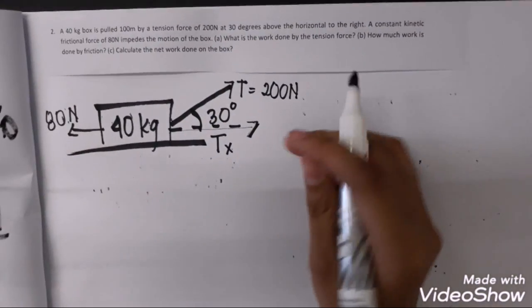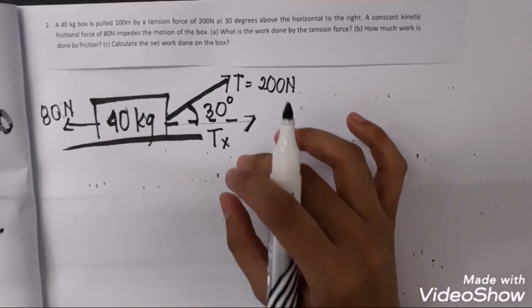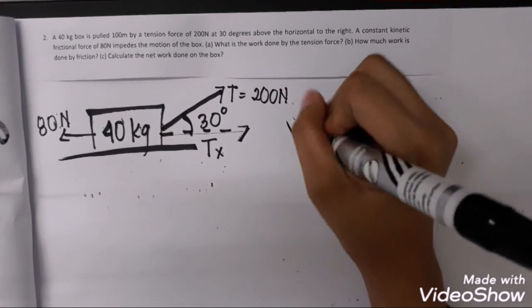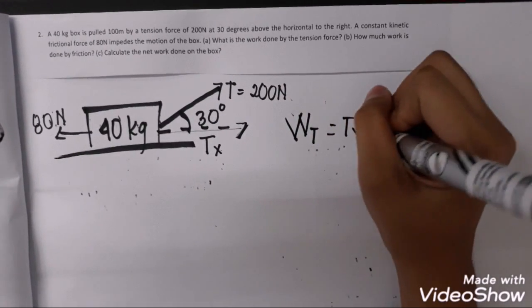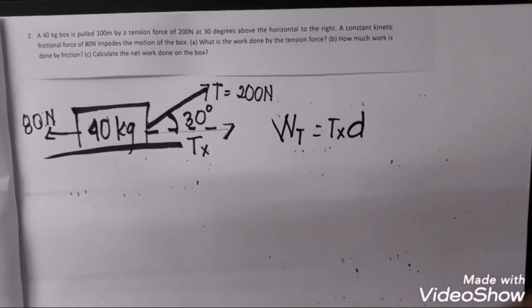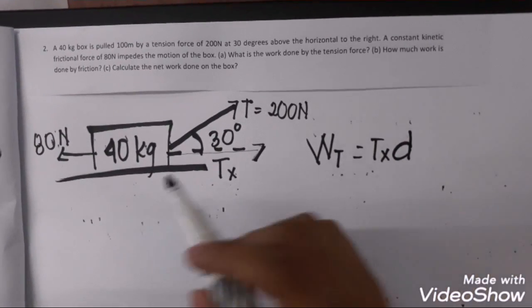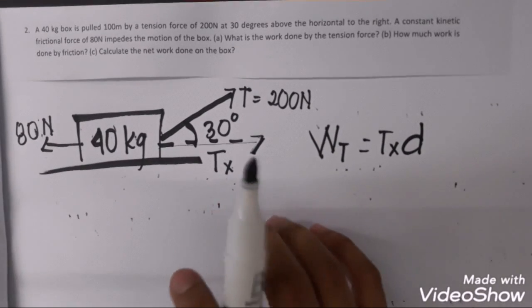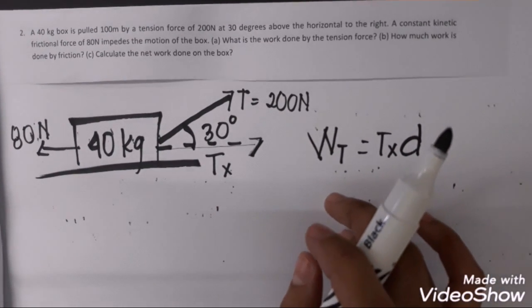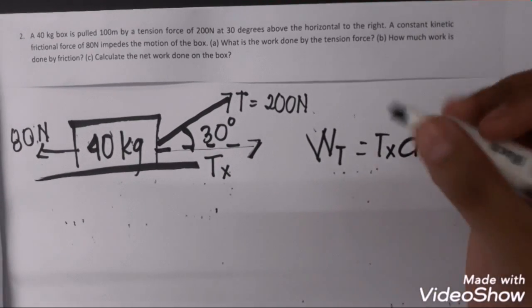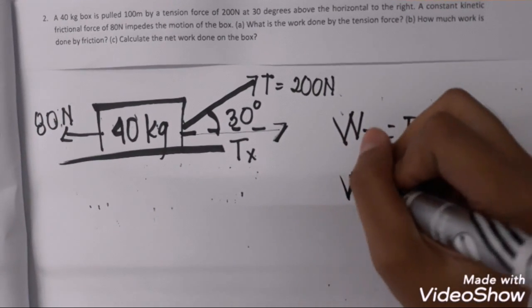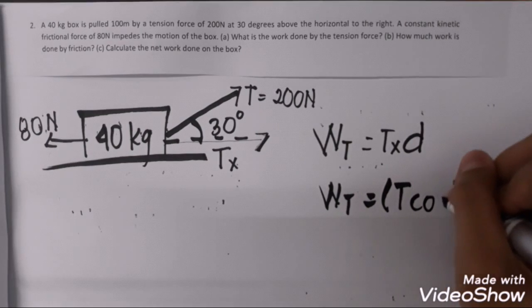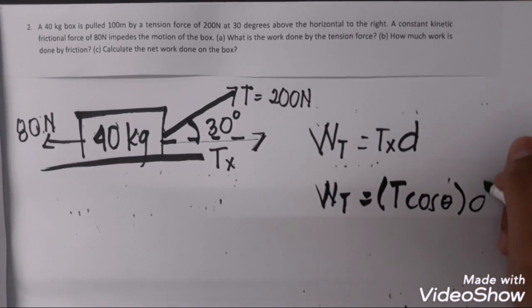Tx. So Tx is parallel to the box. So the work done by the tension force is equal to Tx times the displacement. Because the box and the x component of the tension are parallel, the angle between them is 0 and cosine 0 is 1. So the work of tension is equal to T cosine 0 times displacement.